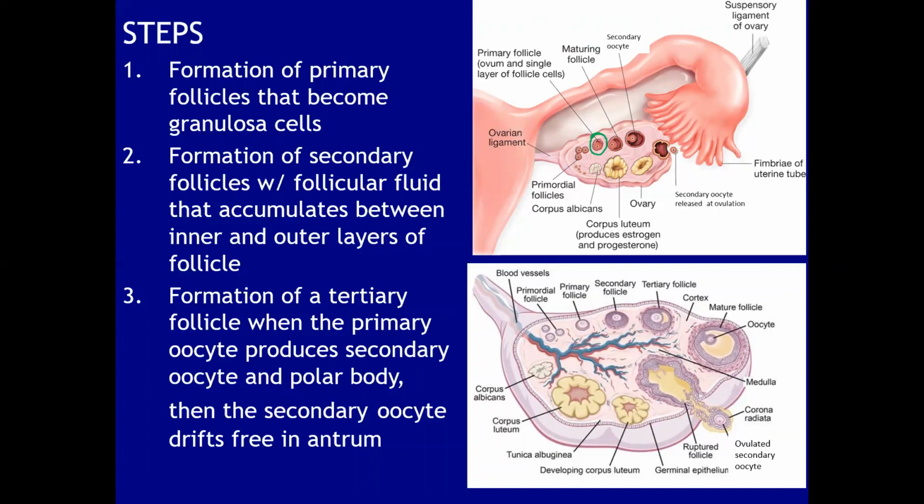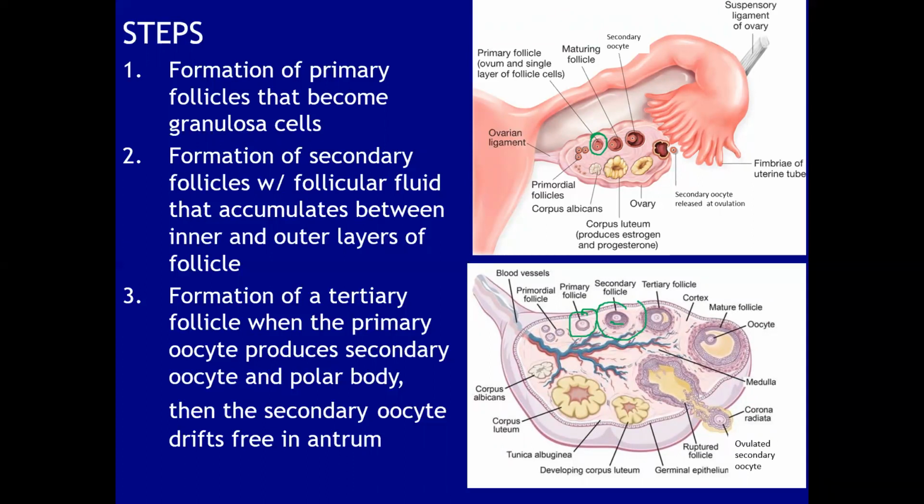So keep the term granulosa cells up close. Then we have the production of the secondary follicles. So here's a primary follicle. I'm going to move down to this next picture because it has more detail. Here we have the secondary follicles, and if you'll notice, there's a space, and there's fluid that accumulates between the actual oocyte and the outer layers of the follicle.